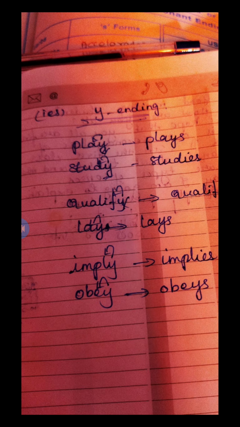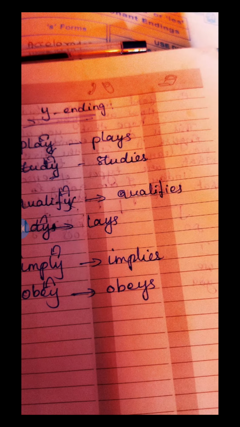So in the verb play, before y, what is there? A. So in y ending, you have to check what is before the y. If there is any vowel letter, we should add s at the end of the verb. If there is a consonant letter before the y ending, we should remove the y, strike it, and write ies there. Okay, studies. So qualify: before y there is F.